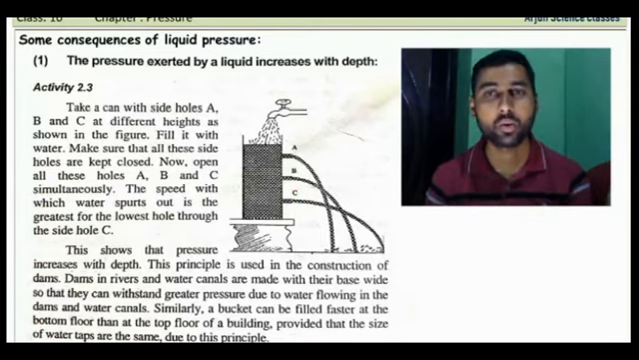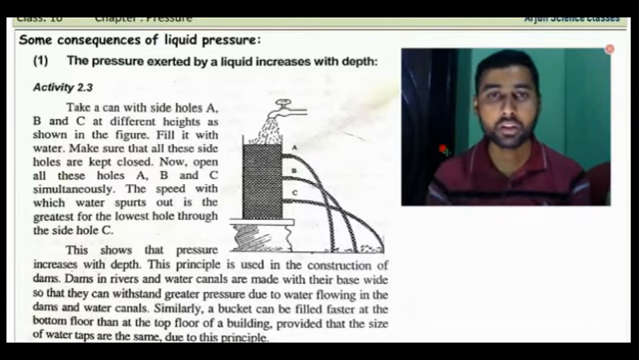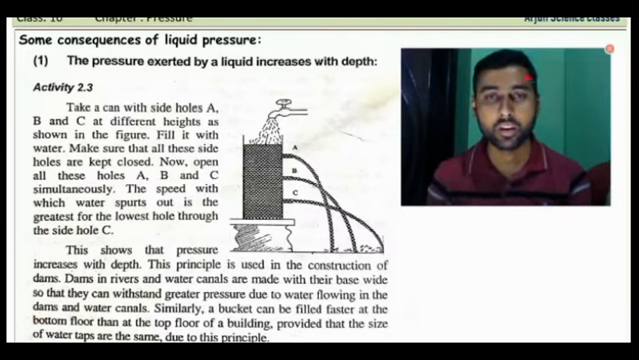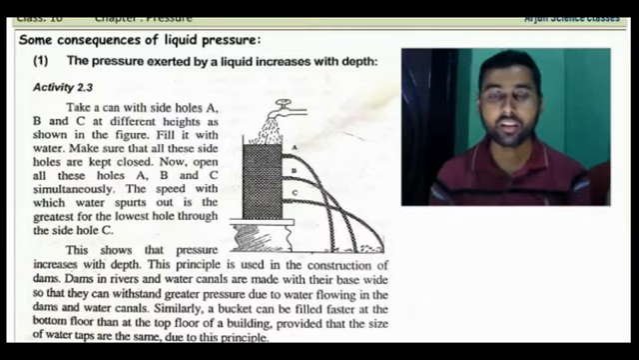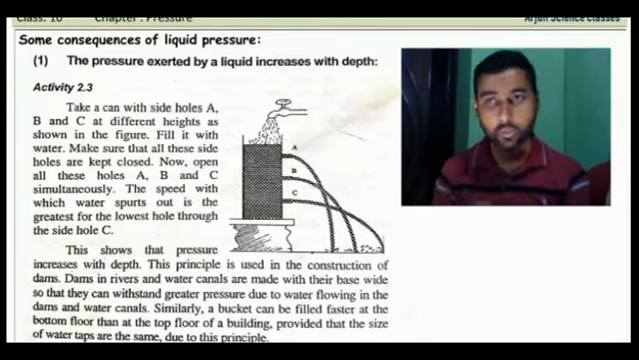After all these holes are opened at once, here you can observe that the speed of the liquid coming from hole C is more than the speed of the liquid coming from B, and from A. It is because liquid pressure is directly proportional to the height of the liquid column.